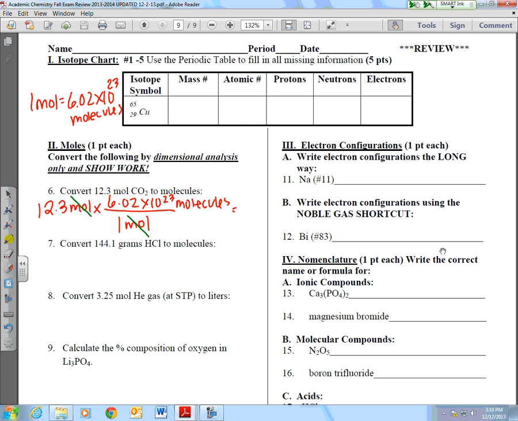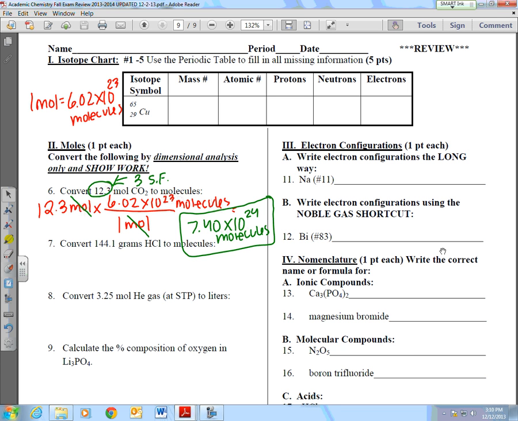How many sig figs should I round to? 3. Okay, so you want to round to the same number of sig figs as in your given. Since I have 3 sig figs here, I want 3 sig figs in my answer. So my final answer will be 7.40 times 10 to the 24th. And what's my unit? The unit's going to be molecules. That's the only thing that hasn't canceled. So molecules is the unit.